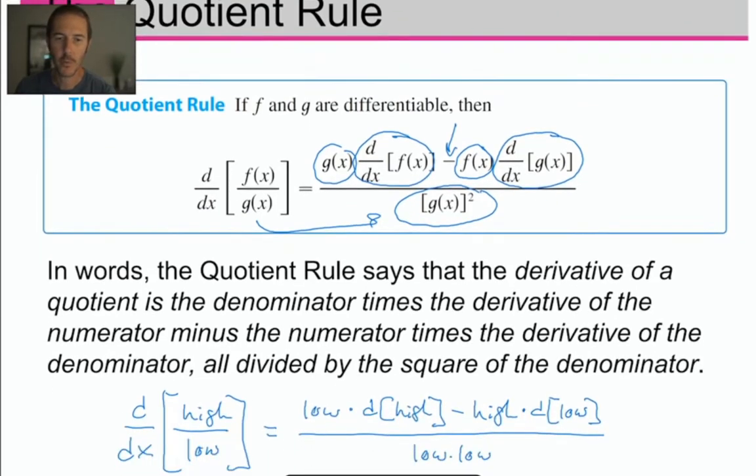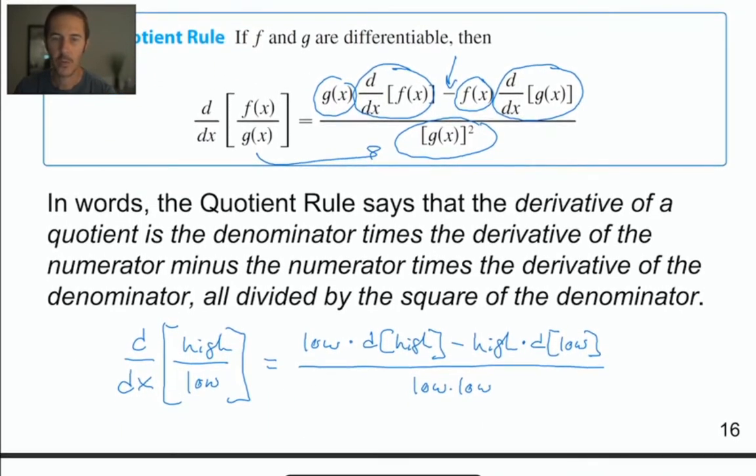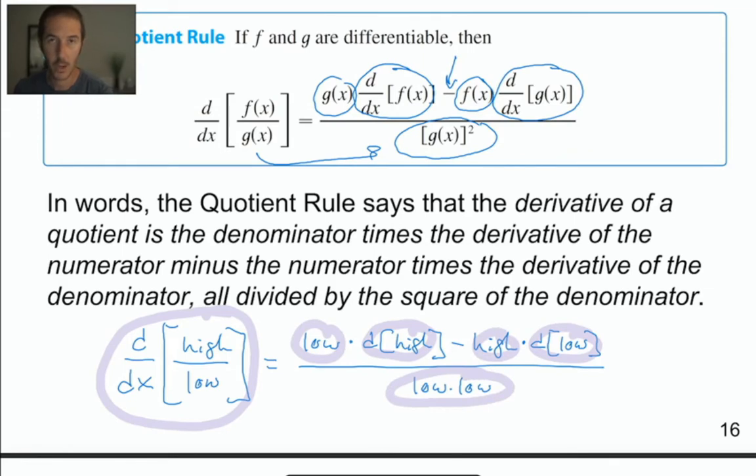And the thing that was most helpful to me when someone was describing how to memorize the quotient rule, they said, don't think of it as taking the derivative of f of x over g of x. Have a look at this. They said, think of it as taking the derivative of the top over the bottom, which is the high over the low. And if that's the case, then we can reframe the right-hand side as low times the derivative of high minus high times the derivative of low, all over low times low.